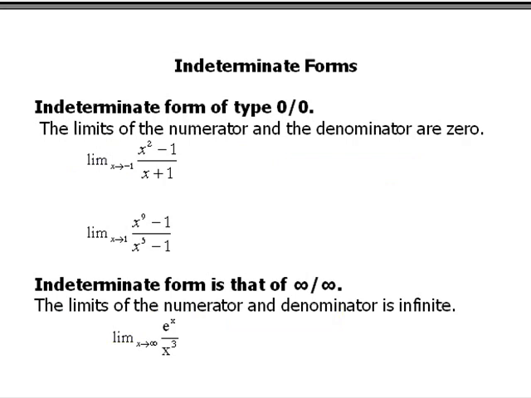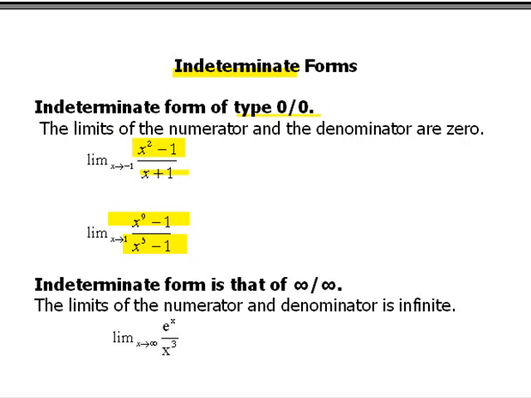Such situations are called indeterminate forms. There are several kinds of indeterminate forms or types. There's the type 0 over 0. That means that the limits would go to 0. Here, if I take the limit as x goes to minus 1, the numerator goes to 0 and the denominator goes to 0. Here, if I take the limit as x goes to 1, the numerator goes to 0, and the denominator goes to 0.